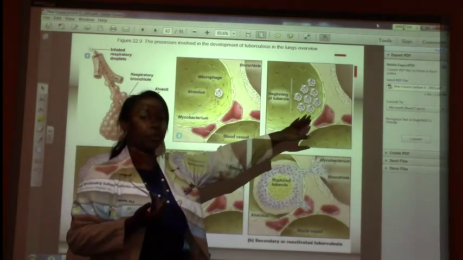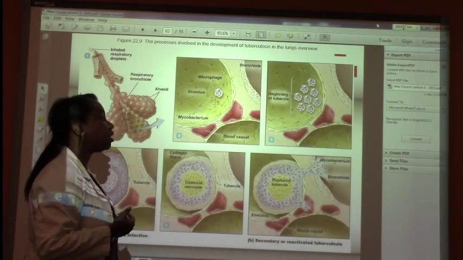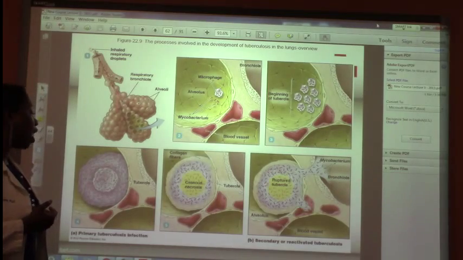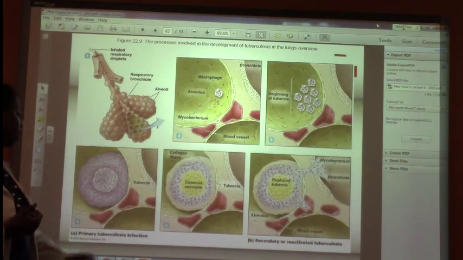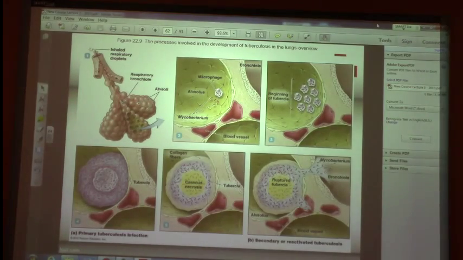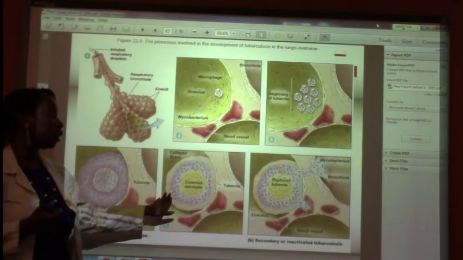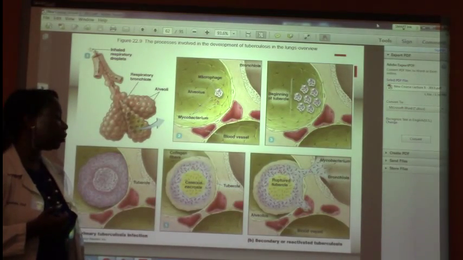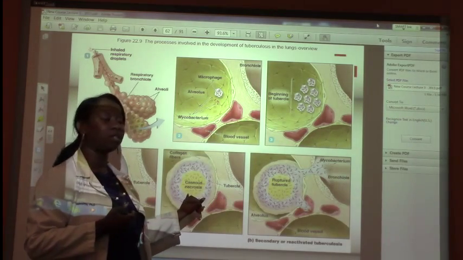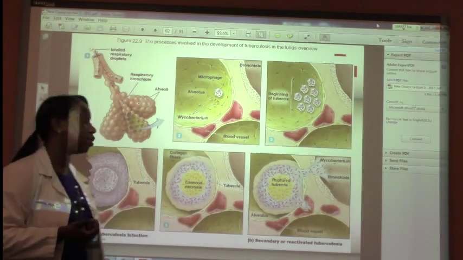As the infection increases, you will have more macrophages that are recruited to the site, and this is the beginning of the formation of a tubercle. At that point, as it becomes more and more advanced, and this is stage 4 here, what we have is primary tuberculosis infection. As it becomes a more extensive infection, now what you have is more tissue damage, at which point it can rupture, it can cause necrosis, and now that can lead to secondary or reactivated tuberculosis.